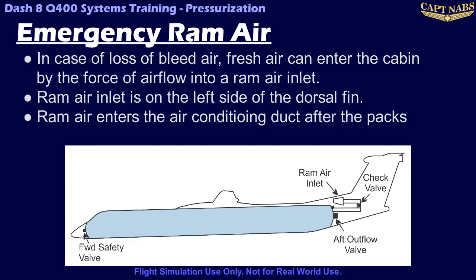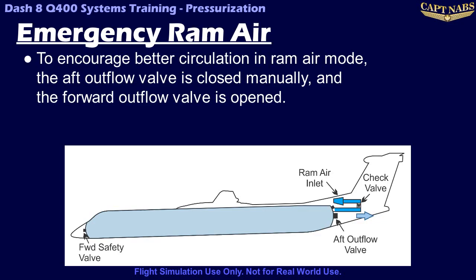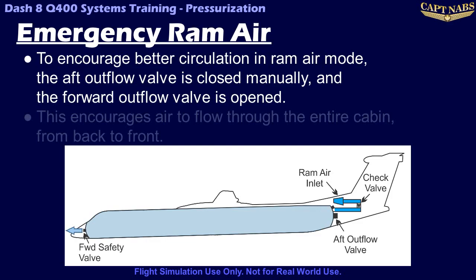Should emergency ram air circulation be required, the normal procedure is to switch the CPC to manual mode and hold the manual control at increase for up to 50 seconds to fully close the outflow valve. Once the outflow valve is fully closed, the forward outflow valve is fully opened, which encourages fresh air to flow through the entire cabin from back to front.